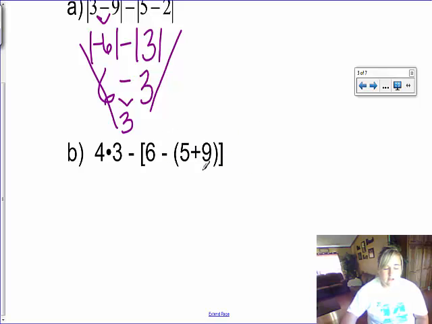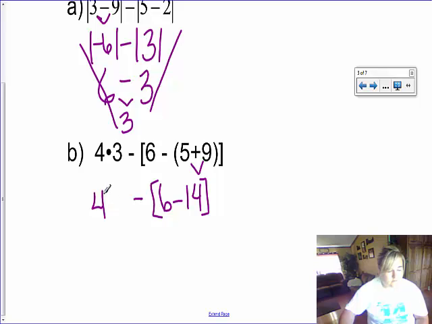So we're going to start with that 5 plus 9. And 5 plus 9 is going to get us 14. And we're going to, at this point, bring down everything that we have not yet used. Okay, so again, we have another set of parentheses, or another symbol of inclusion here, and that is 6 minus 14. And 6 minus 14 is going to get us that negative 8. Bring down everything that we have not yet used.